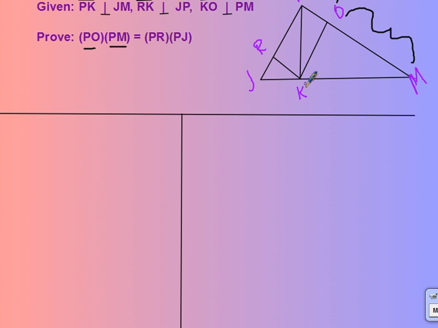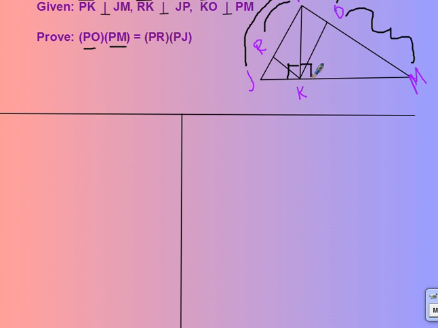Typically, that's going to come off of your altitude squared equals your segment times your segment of your right triangle, possibly. And then we want PR and PJ. Now that's going to come off of a leg squared equals a segment times the entire hypotenuse. But let's see if that's actually where we're going to go. Let's start with our givens here. We got PK is perpendicular to JM. Okay, so it's going to give us those two right triangles there.